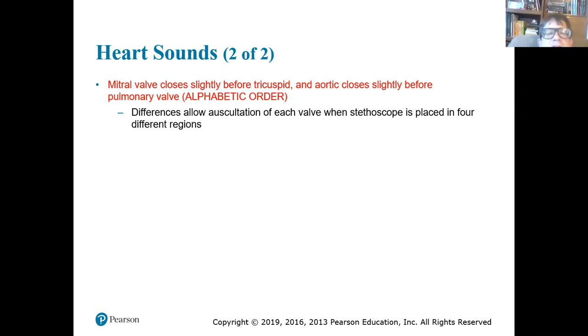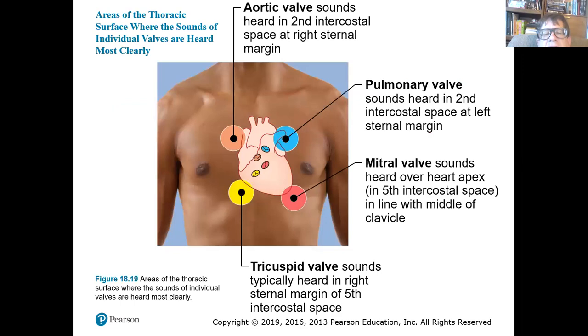In the semilunar valves, the aortic one is going to close slightly before the pulmonary one. Again, it makes sense. It can be alphabetized. A for aorta comes before P for pulmonary. These differences allow you to listen to each valve individually when you put the stethoscope in 4 different places. And here we have the 4 different places to put them.